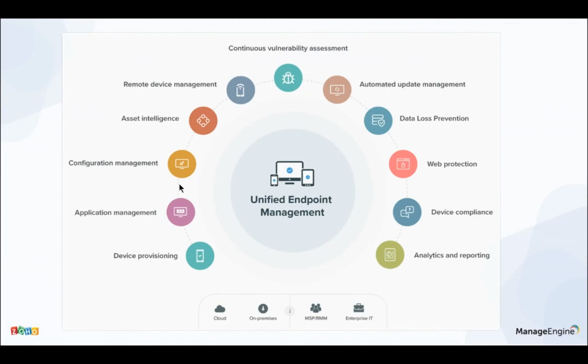So this is the unified endpoint management that we have, and let's look at the features that it offers. It has vulnerability management, patch management, data loss prevention, data leak prevention rather, web protection, browser security, device compliance, application management, asset intelligence, remote management as well. Altogether, you can do all these features in Desktop Central Unified Endpoint Management. And it's offered in cloud, on-prem, as well as for MSPs. The enterprise IT can choose which features they want in a separate product-wise point products as well.